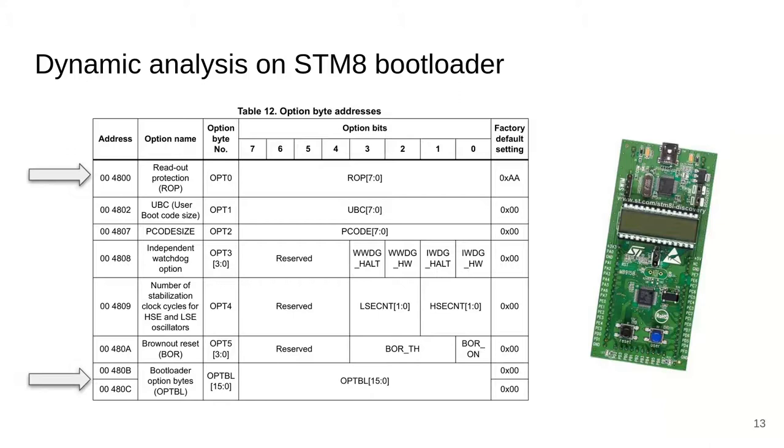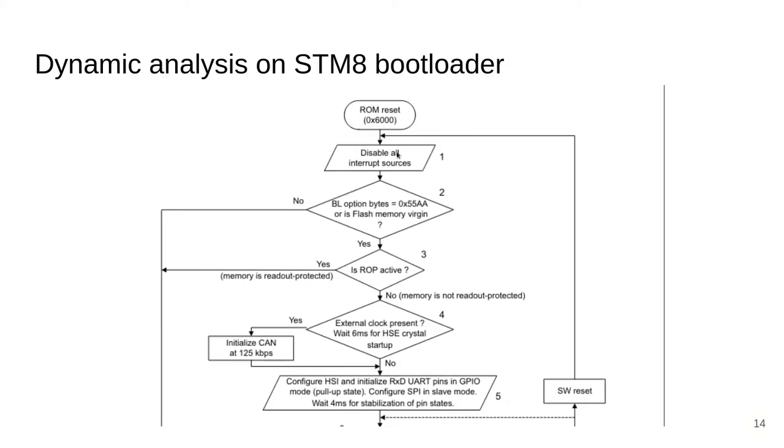The STM8's security is configured by two option bytes. The first one is the readout protection, or ROP byte, which, depending on which bootloader version it is, we've looked at two, is either turned on or turned off by programming this byte to 0xAA. And then finally, there's also the bootloader option bytes, which determine whether the bootloader will be enabled at all. In a diagram, this looks like this.